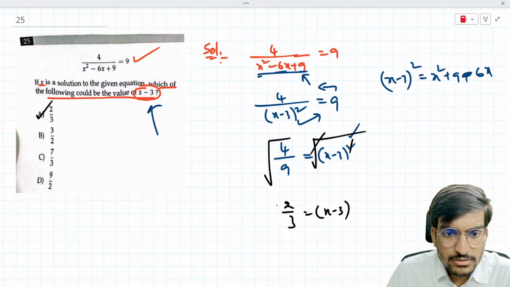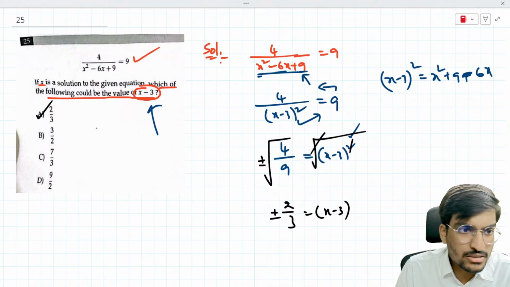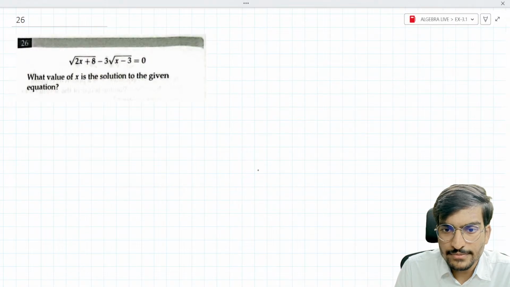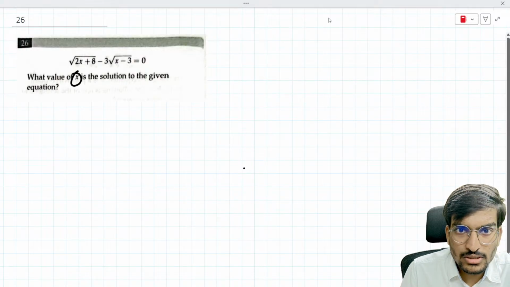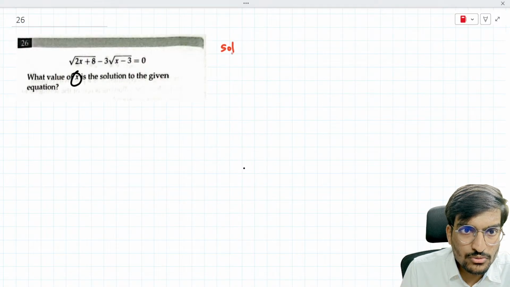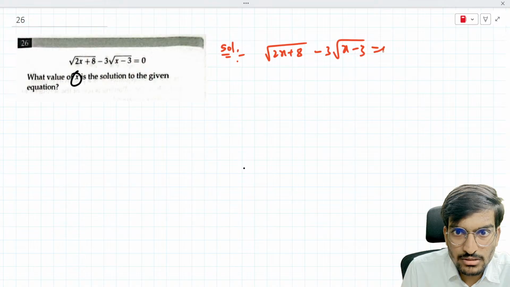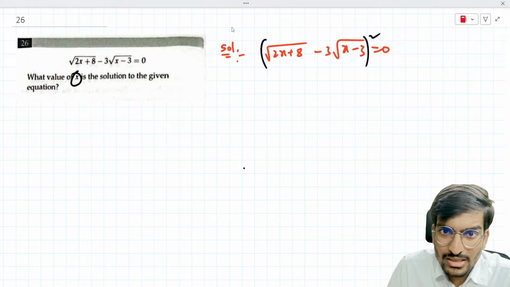Whenever we take a root, we usually have a plus or minus, but here we just have the given positive value, so we go with that. And here we need to find the value of x for the given equation: root of (2x plus 8) minus 3 root of (x minus 3) equals 0. So we just square on both sides. What do we get?